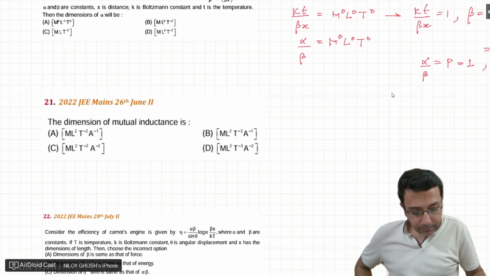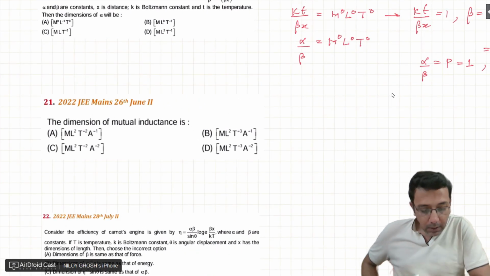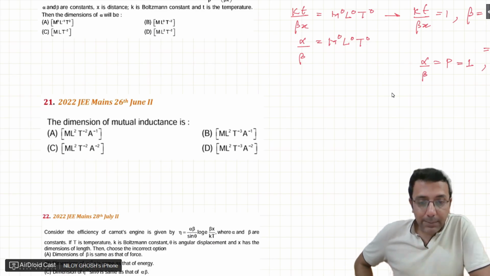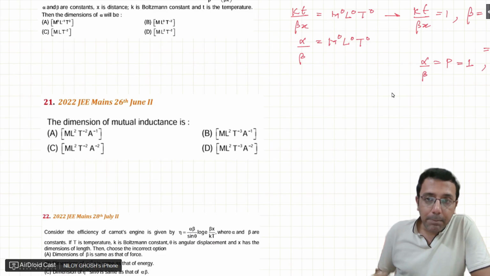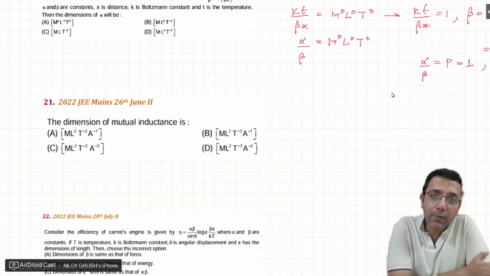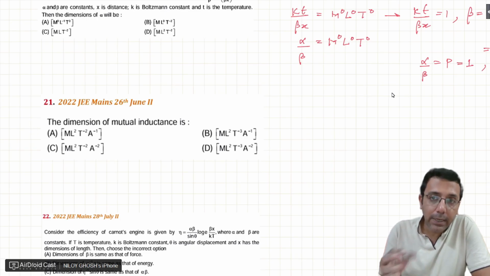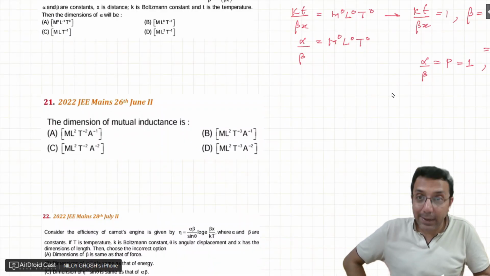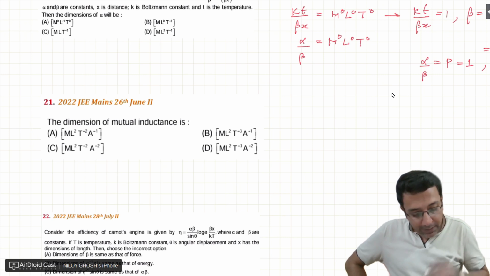Okay, next is the dimension of mutual inductance. We have to find out the dimension of mutual inductance. Mutual inductance comes in the chapter of electromagnetic induction. Those who are in class 11 may not have a proper idea of this, but it will be covered in class 12 physics. So we have to find out the dimension.